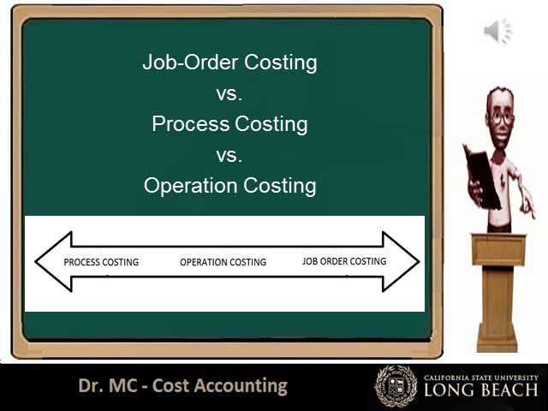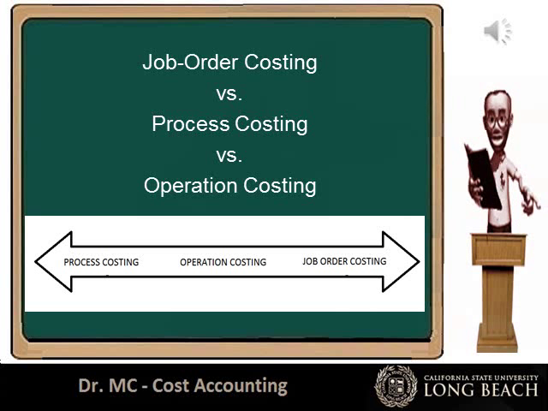On the other extreme, you have an operation where everything that the firm produces is unique. An example of this type of operation would be a film studio, where the cost to produce each film is different. This type of operation uses job order costing.